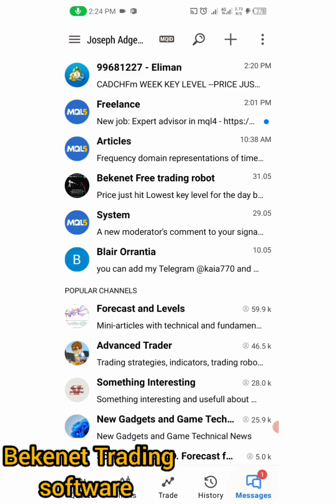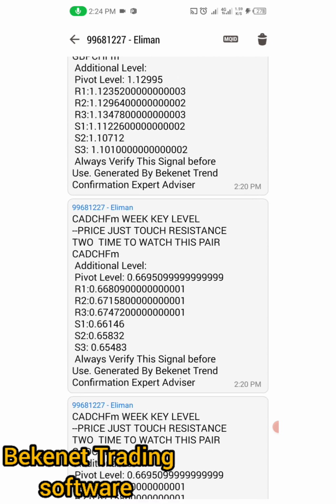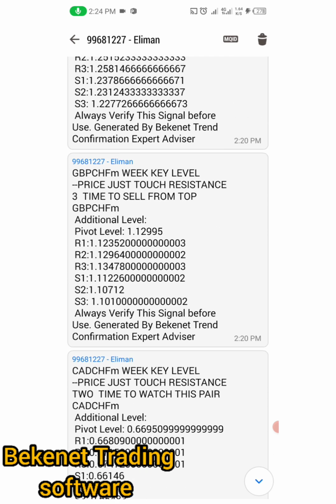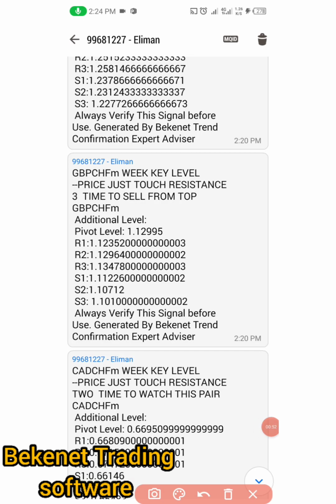Now, let's say for instance, I got a notification on a lot of pairs, so I just need to select one. This is CAD/CHF. Price has touched resistance 2. So if I wanted to trade that, I would just go to my chart, plot the level, check the trend direction, and take it. But this is the trade I want to trade, which is this GBP/CHF.